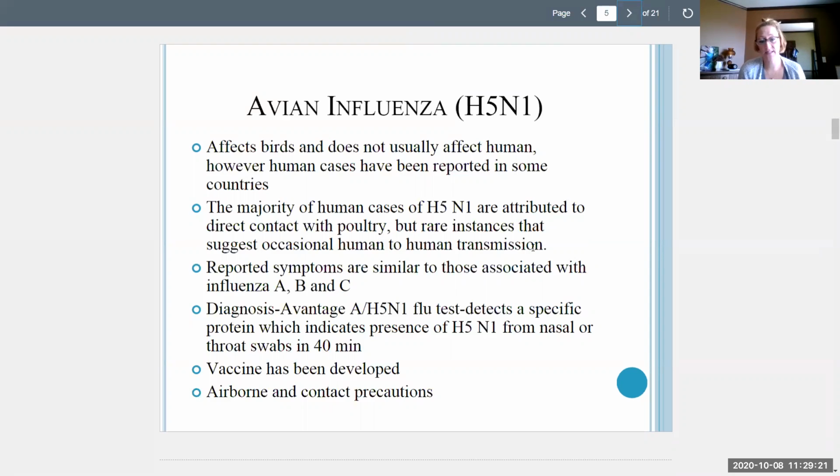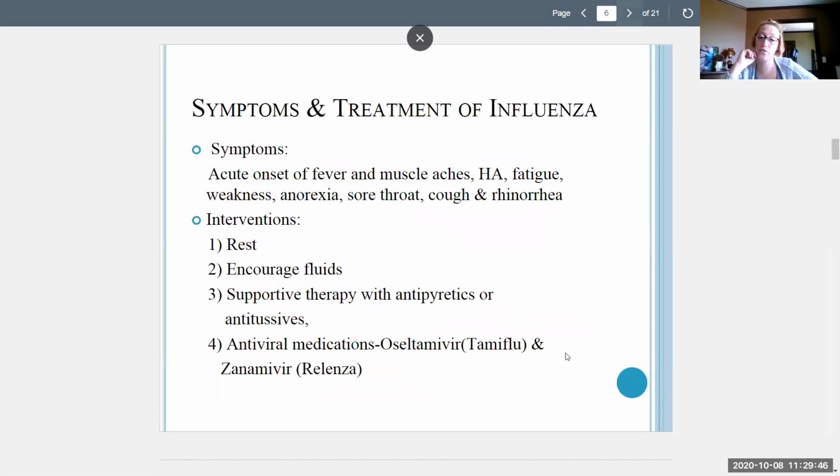In diagnosis, there's the H5N1 flu test that detects a specific protein, which indicates the presence of H5N1 from nasal or throat swabs. Also a vaccine, and also airborne. Now it says airborne in contact. If you're on airborne, you know, that's a higher level of contact, so you're going to be in contact if they're airborne.